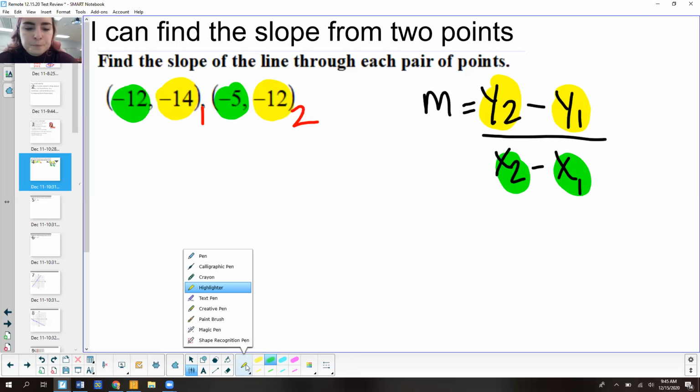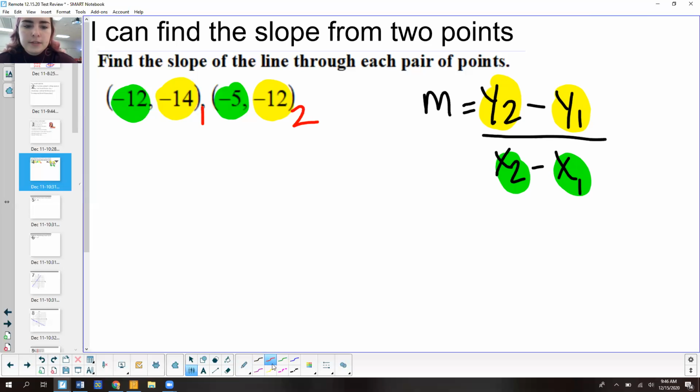All right, so I've done some highlighting for you. We're going to set this up. So it says m equals y2 minus y1 divided by x2 minus x1. This is going to be another one of your lifelines. You should have this written down somewhere important, how to find the slope of 2 points. You should definitely have this written down somewhere.